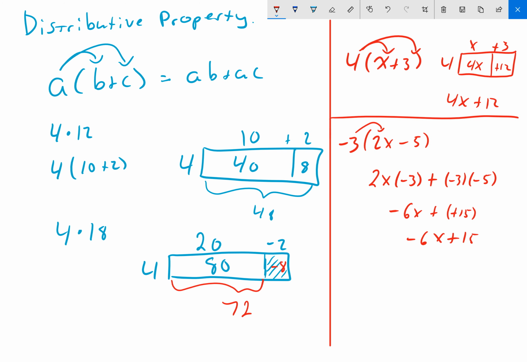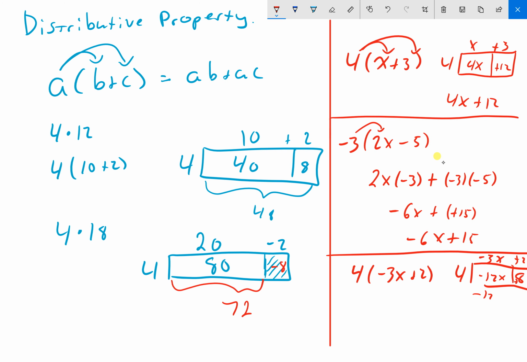Now I'm going to do one more example. Let's say I had 4 times (negative 3x plus 2). Once again, you can do either or. You can do the area model, which would look something like this. Oops, I'm running out of room for my area model. That would be a negative 12x, and that would be a positive 8. So I get negative 12x plus 8. Or you can just multiply and say 4 times negative 3x plus 4 times 2, in which case you get negative 12x plus 8.